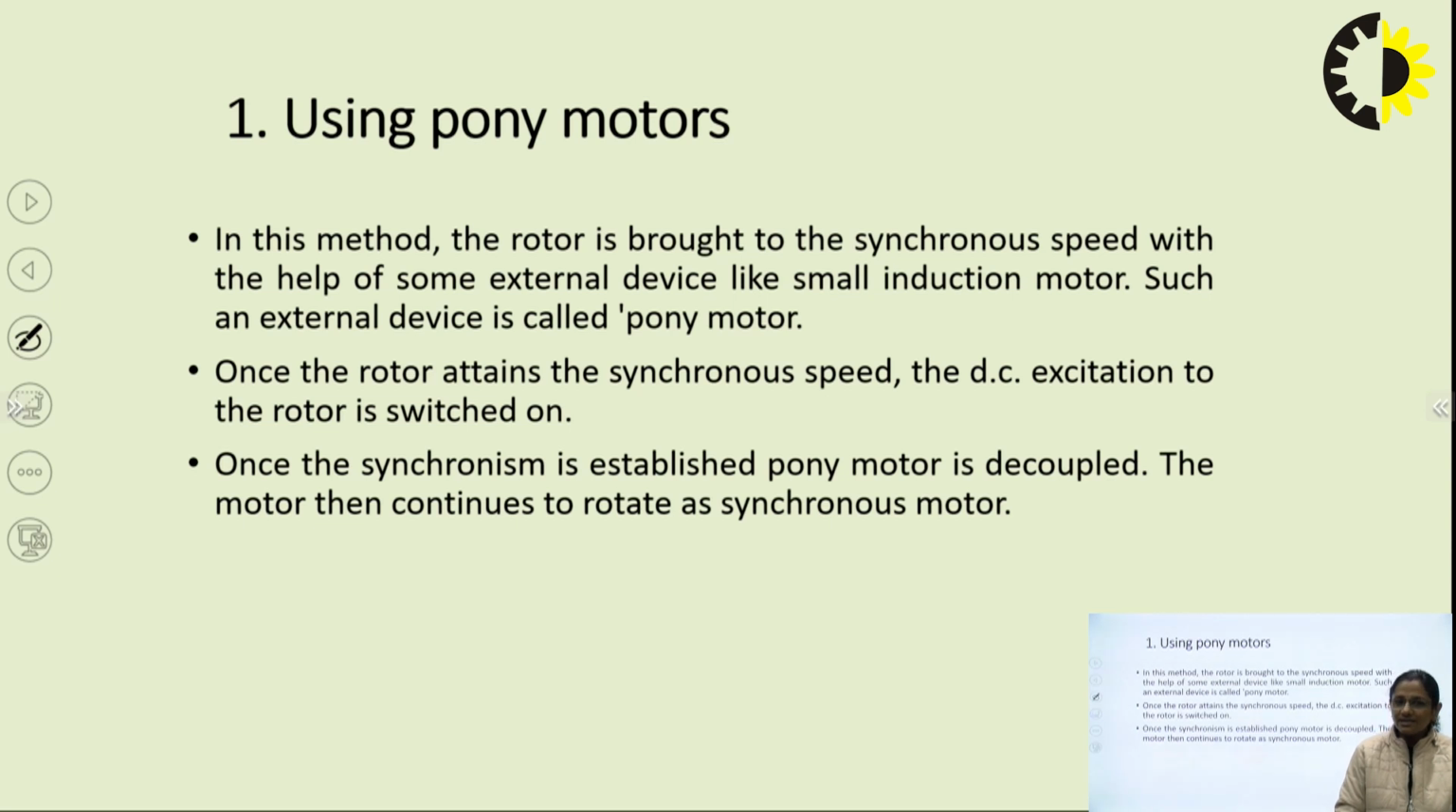Once the rotor attains the synchronous speed, the DC excitation to the rotor is switched on. Establishment of synchronism means once the speed of the rotor is near to the synchronous speed and magnetic locking between rotor and stator takes place, this is said to be the synchronism condition. Once the synchronism is established, the pony motor is decoupled mechanically. The motor then continues to rotate like a three-phase synchronous motor.